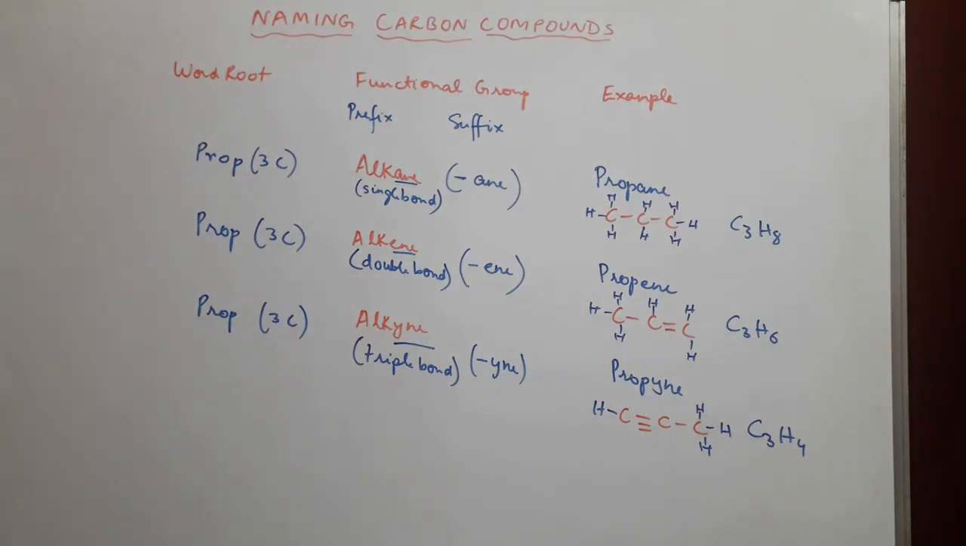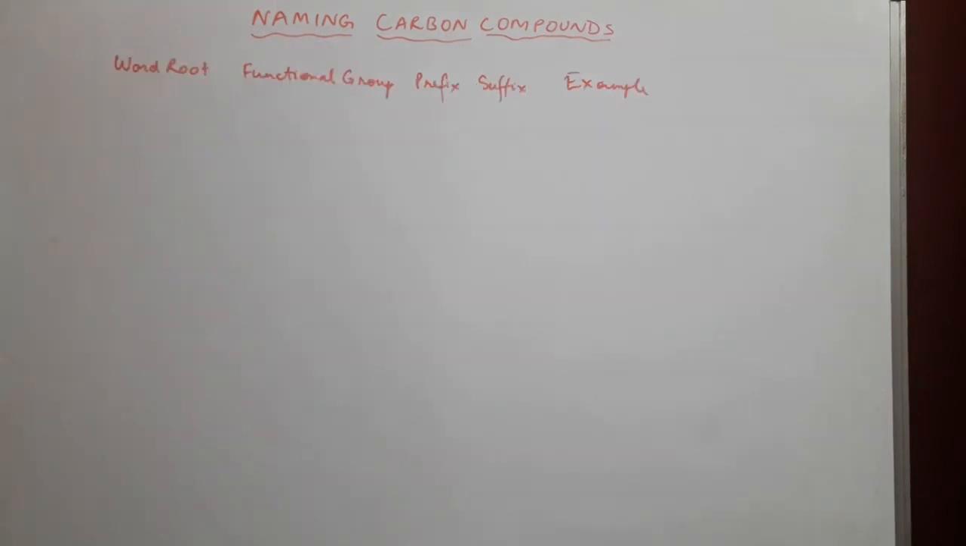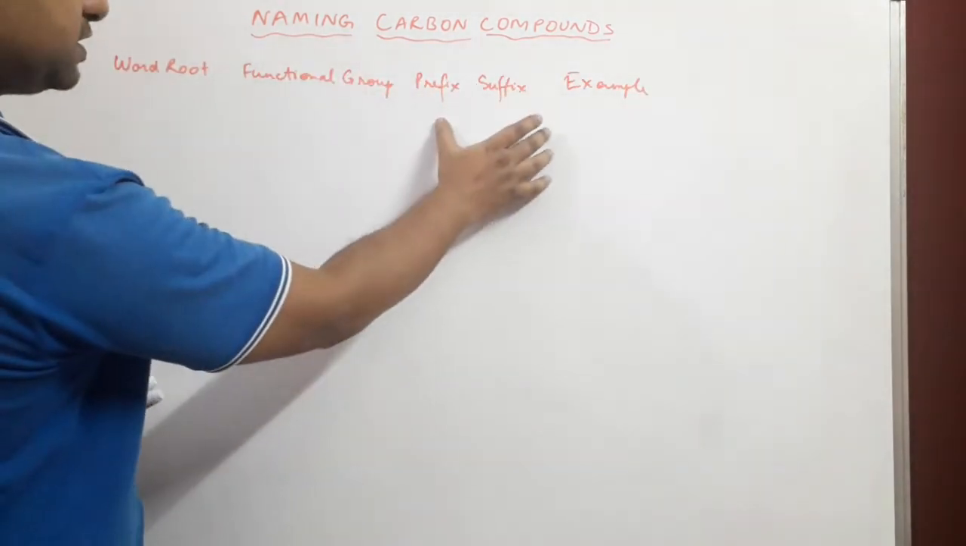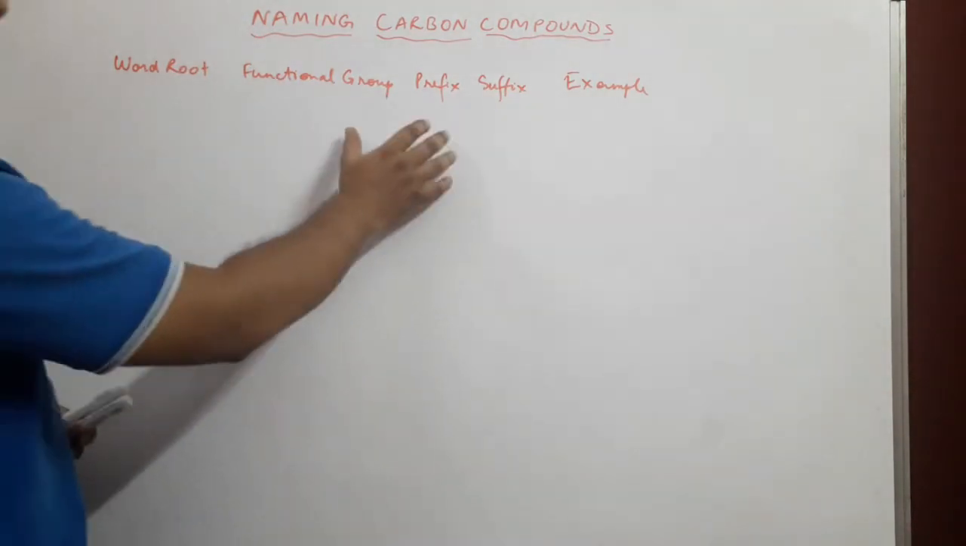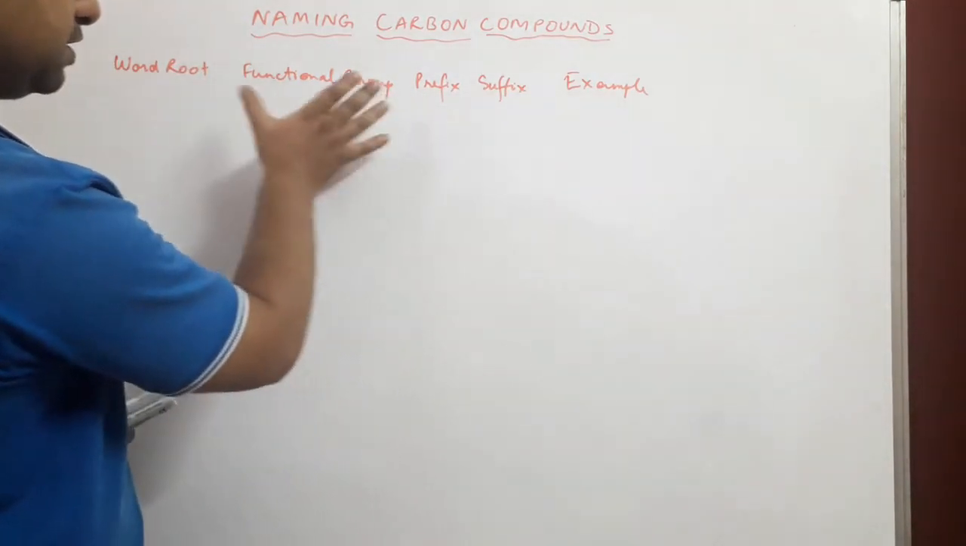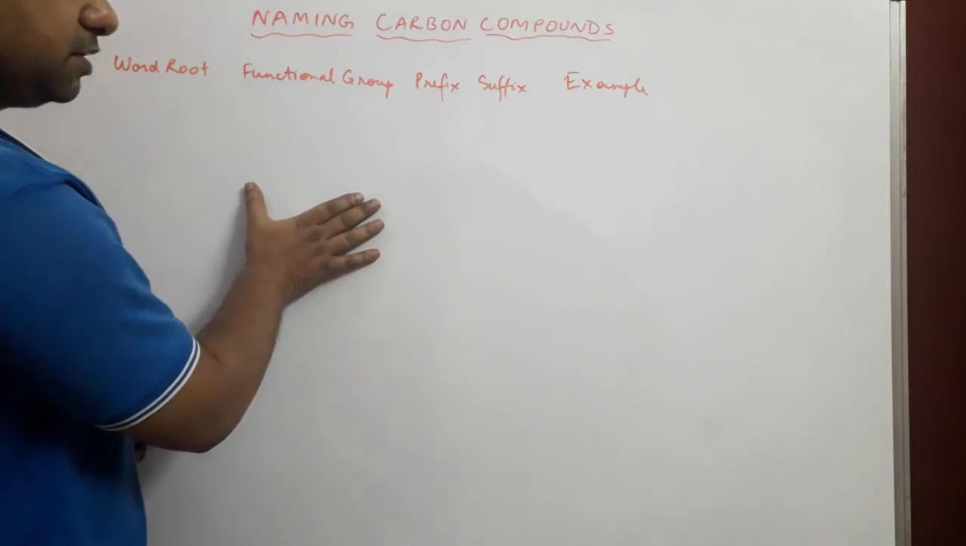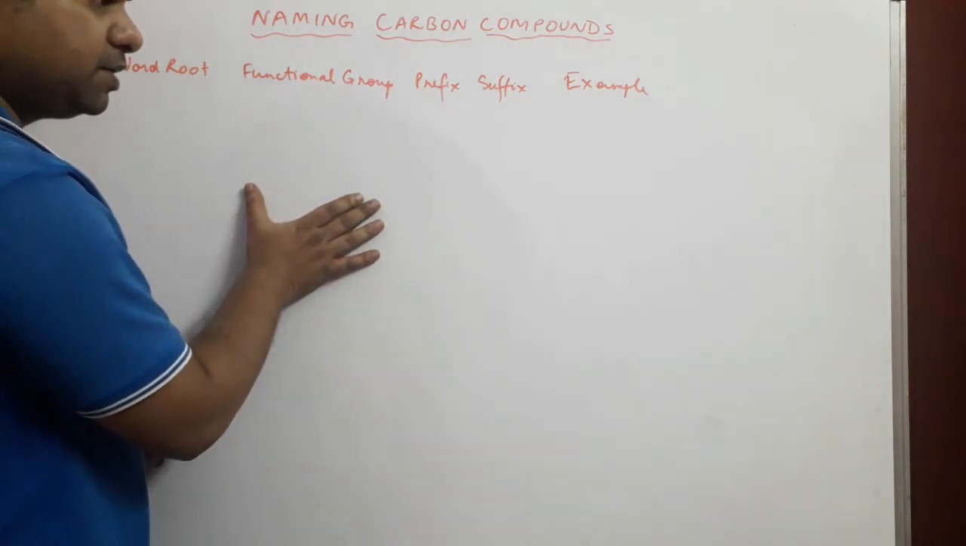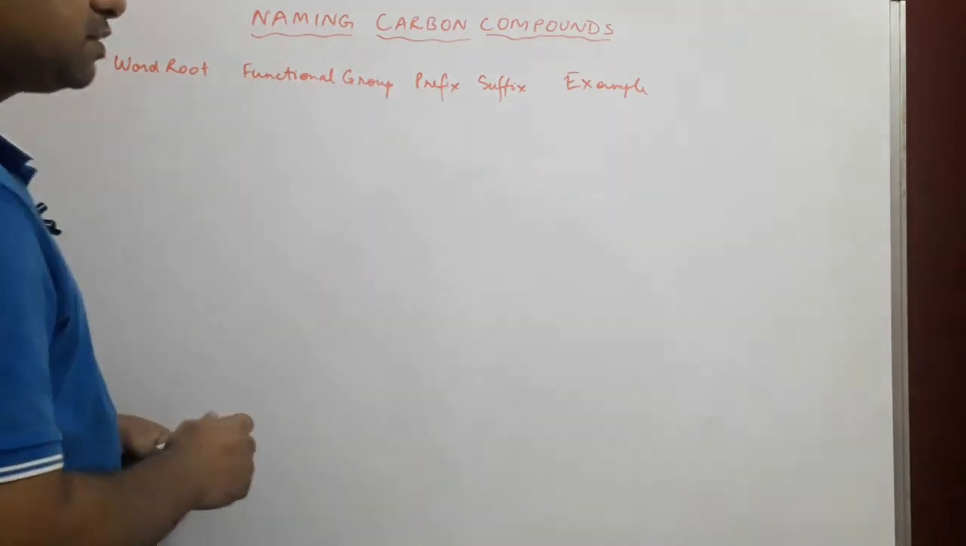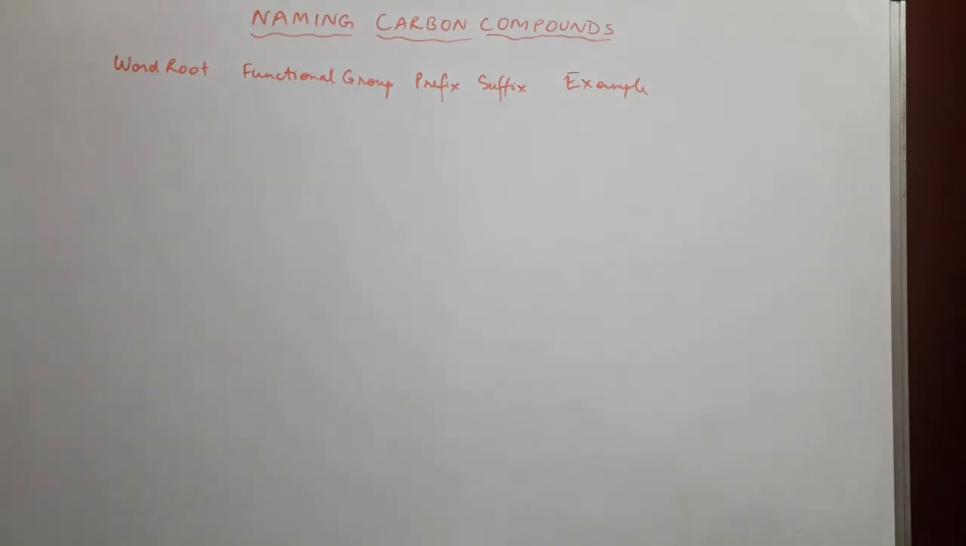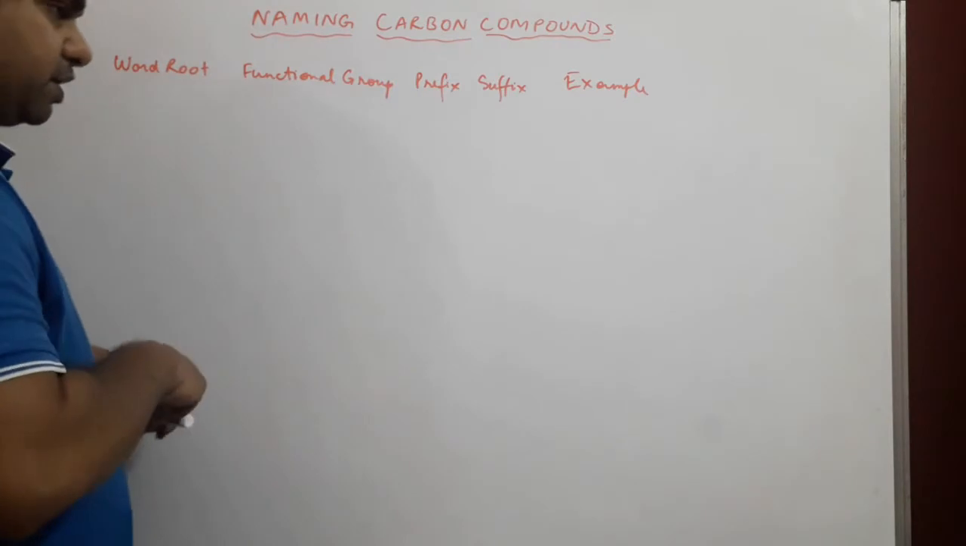Let's go to the other functional groups now. Okay, here I have listed them down separately. I have made separate groups for prefix and suffix because some you'll have prefix, some you'll have suffix, depending on the functional group that may be present over here. So let us go with the first word root, wherein we are talking about based on the first functional group. Here we will be talking about the halogens.